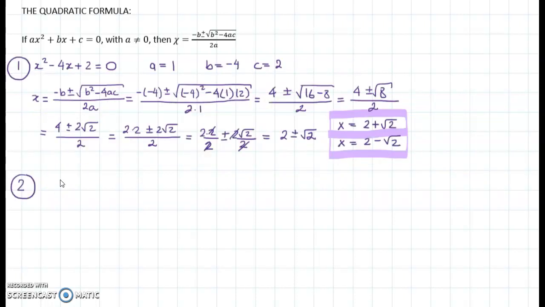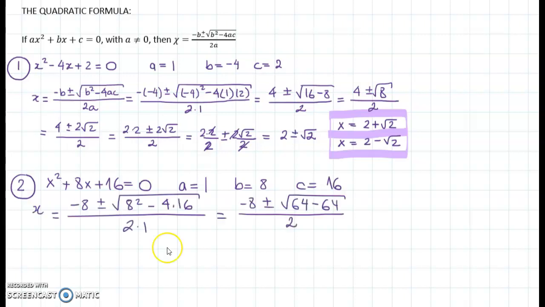My next example is the following. I want to solve x squared plus 8x plus 16 is equal to 0. I find here that the coefficient a is 1, the coefficient b is 8, and the coefficient c is 16. So now I want to apply the formula, and you should pause the video and try to do it yourself.